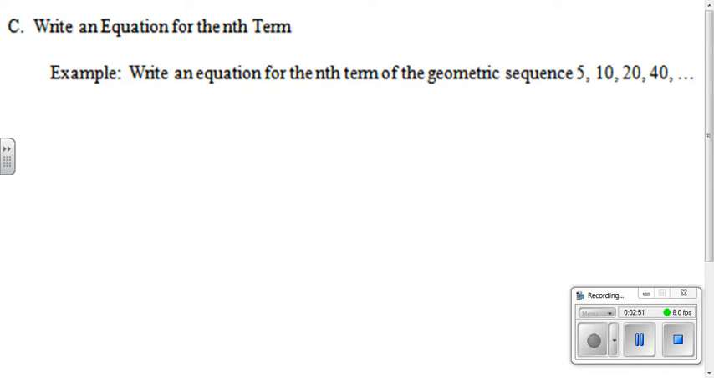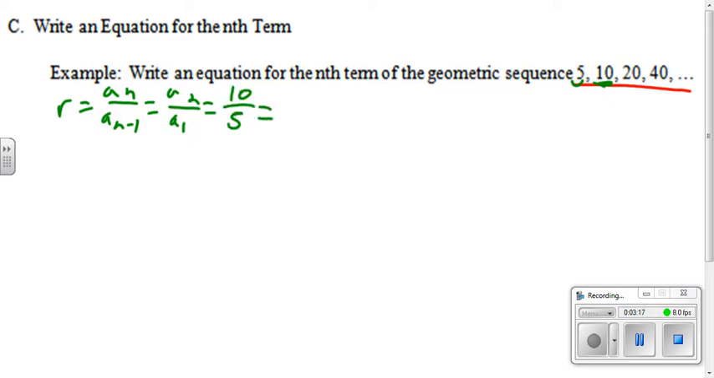Notice in this particular sequence we have 5, 10, 20, 40. If we want to find our r, remember it's a sub n over a sub n minus 1. So let's just use 10 and 5. That would be our a sub 2, and 2 minus 1 is 1. So a sub 2 over a sub 1 is 10 over 5, so it's 2. 2 is our common ratio.